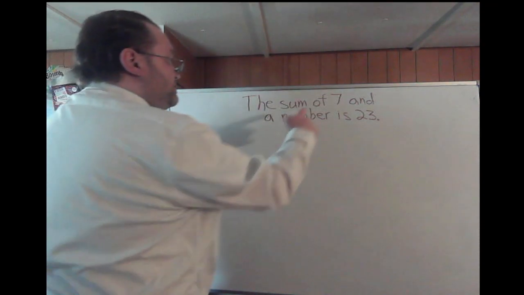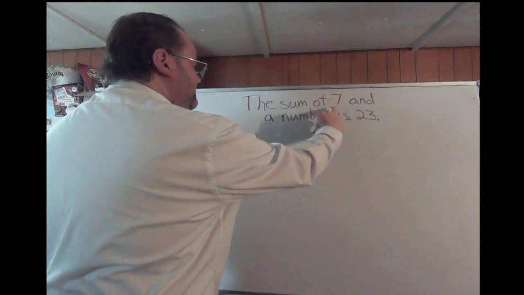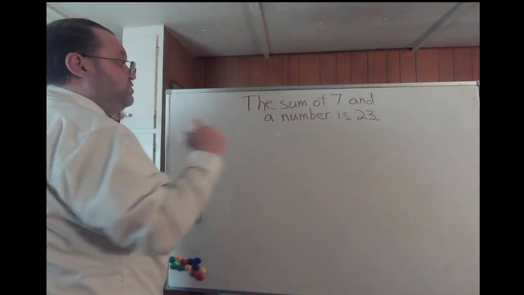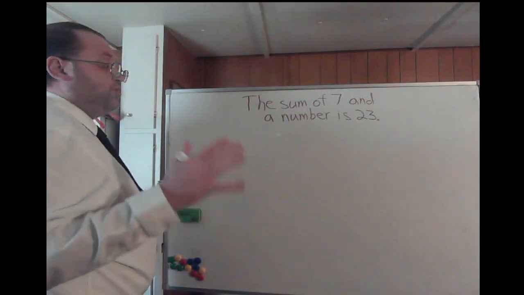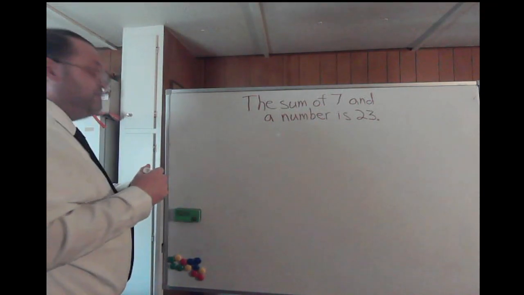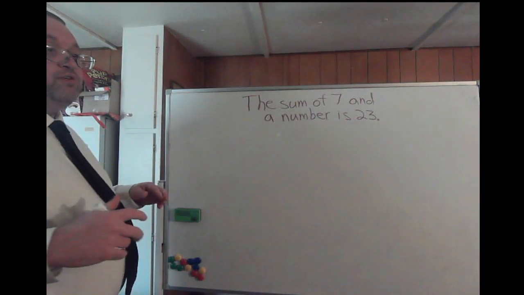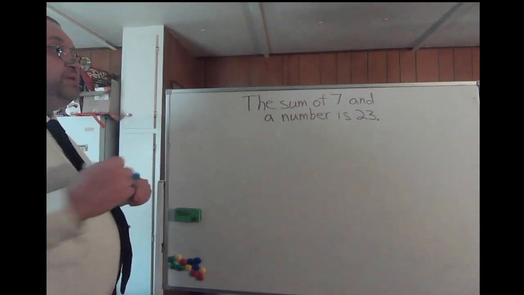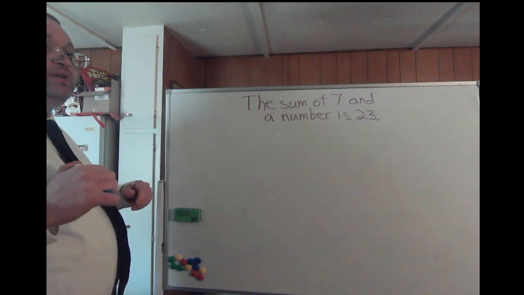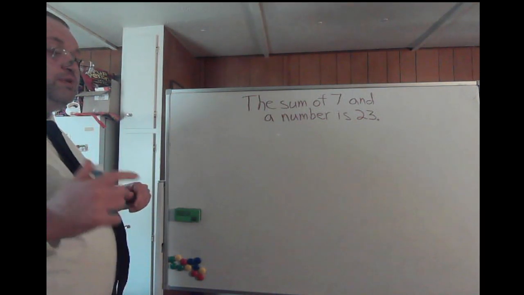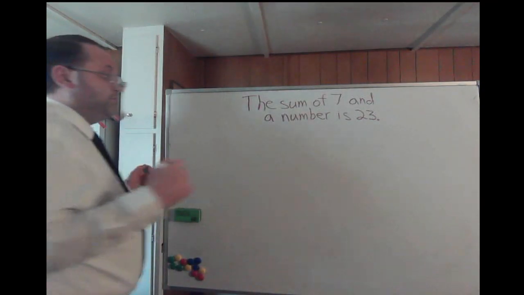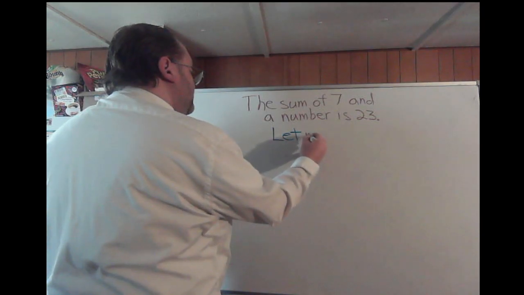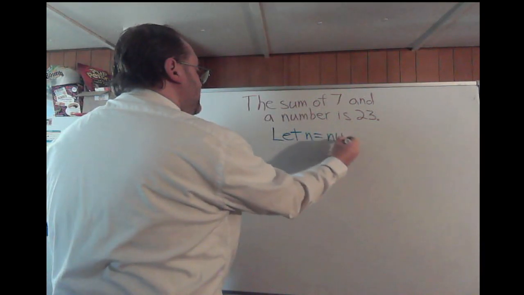So this tells you the sum of 7 and a number is 23. Well, we don't know that number, whatever the number is. We need to pick a variable for the number, because remember, a variable represents an unknown, which is the number. So pick an appropriate variable. Just remember, don't pick E or I because they have numerical value, but you can pick any other variable. In this case, I'm going to say let n equal the number. N will be that number.